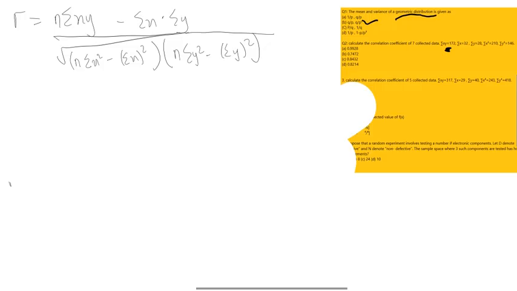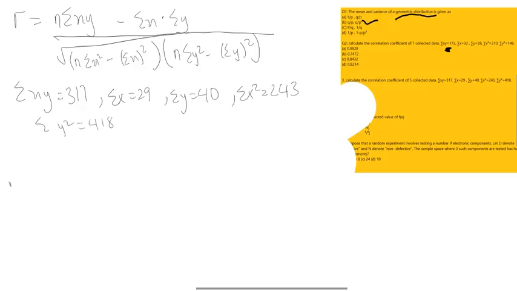So now from the question, our summation xy is equal to 317, our summation x is equal to 29, our summation y is equal to 40, our summation x squared is equal to 243, summation y squared is equal to 418. So now let's find our correlation coefficient. So r is equal to n. This one is for 5 collected data, so our n is equal to 5.